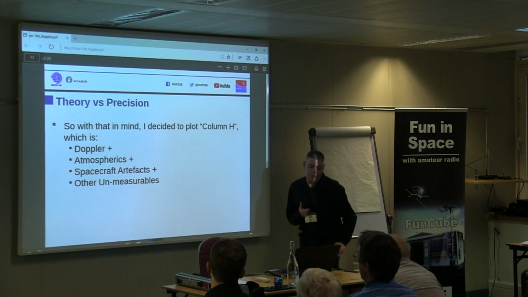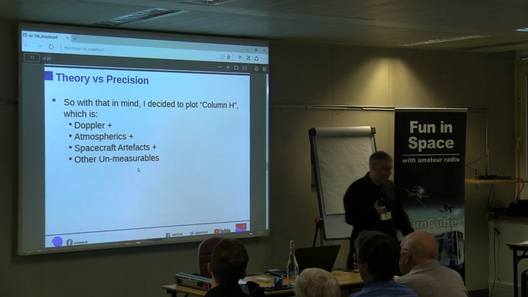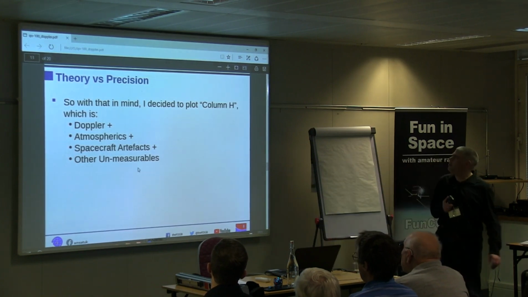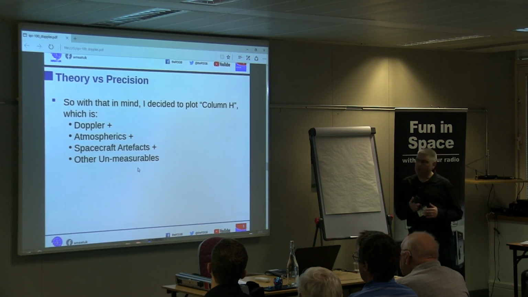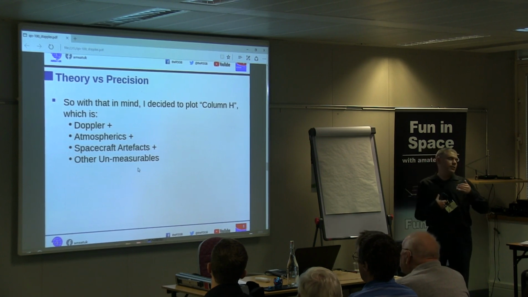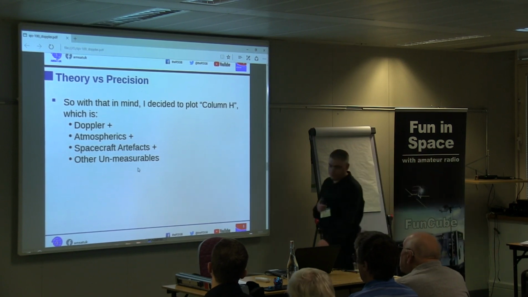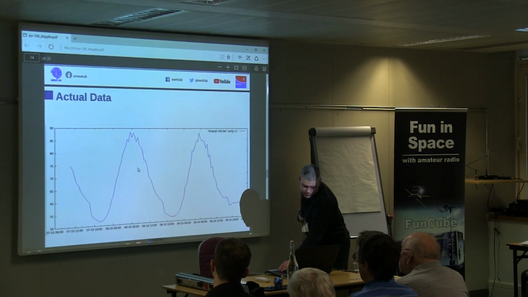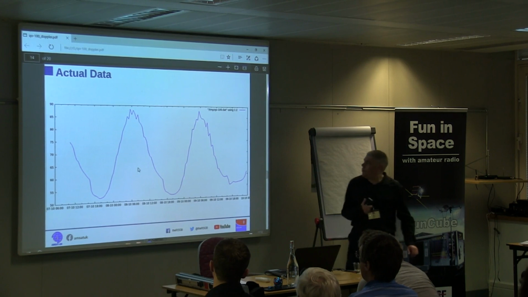So with that in mind, because it's not quite what I wanted, I still decided to go ahead and plot column H, which contains the Doppler, atmospherics, spacecraft artifacts, and unmeasurables. Yeah. So this is what you're going to see next. It is not true Doppler. All of this other stuff is in there as well. So this is what I got.